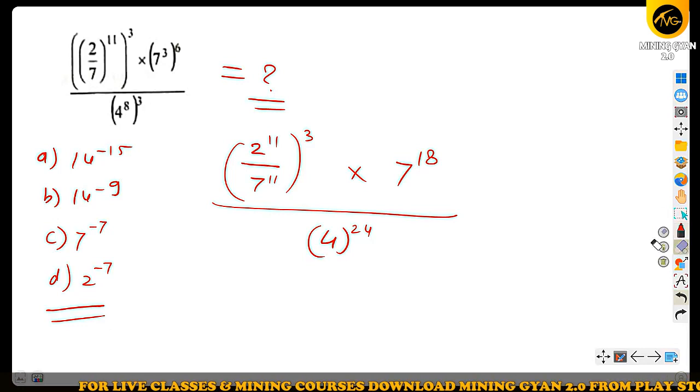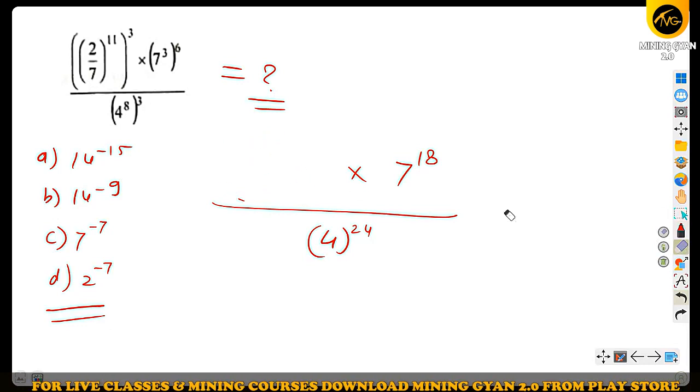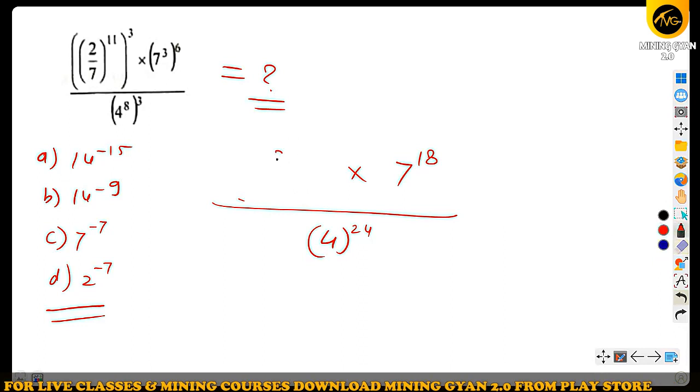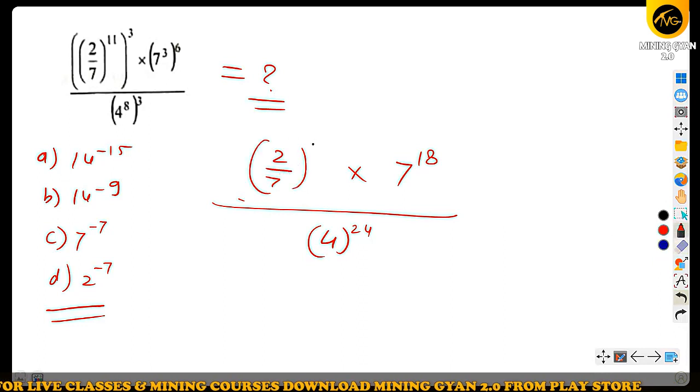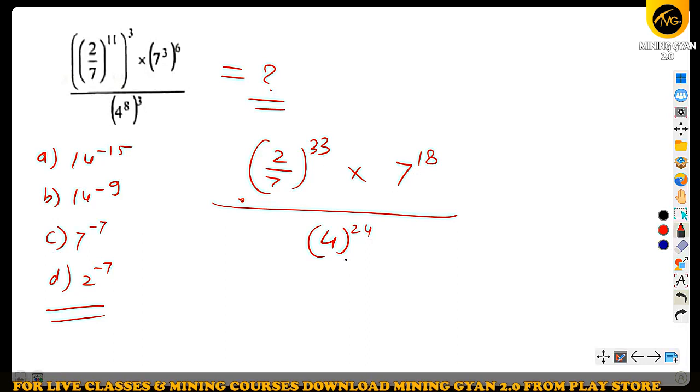Or we can directly write that (2/7) whole power 33. We can also write like that: (2/7) whole power 33 into 7 power 18, and whole divided by 4 power 24. Okay, option A. Let me check.